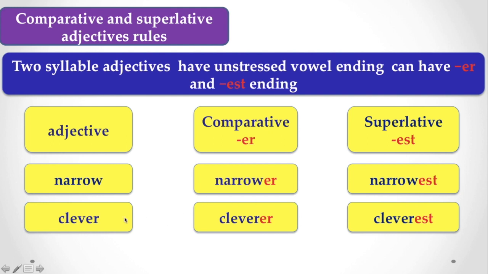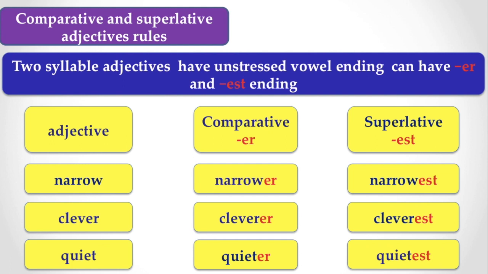"Clever". The final vowel "e" is not pronounced in case of "clever". So you have to use "cleverer" and "cleverest". "Quiet". Here also the final vowel is unstressed. That is why you have to use "quieter" and "quietest".